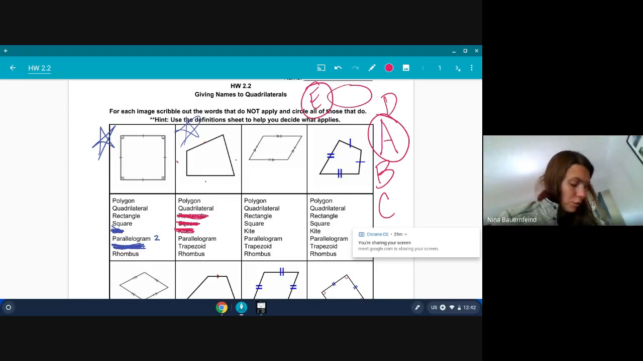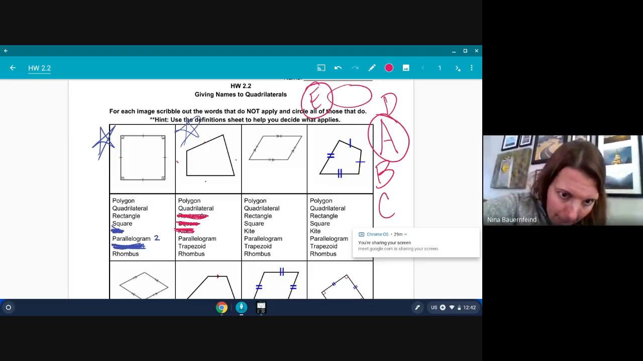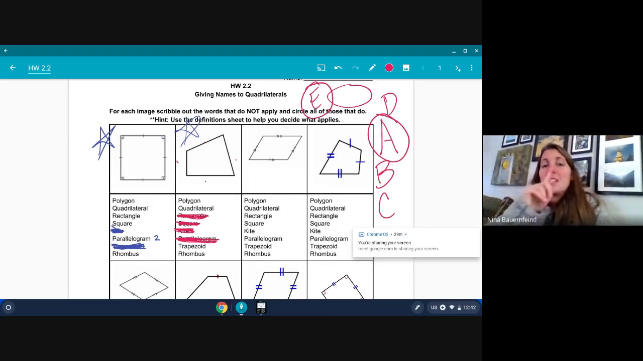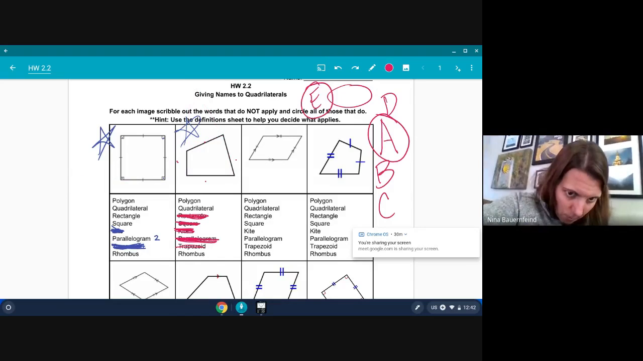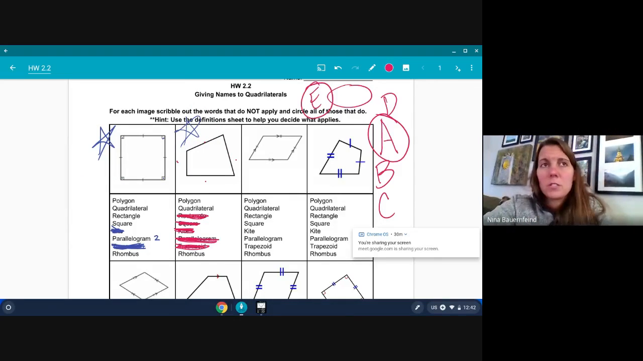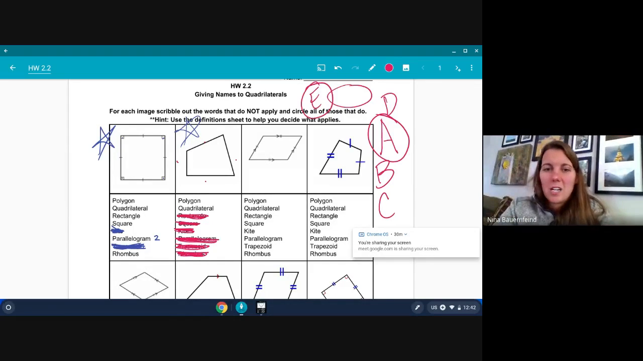Parallelogram. Does this have two sets of parallel sides? No. Trapezoid. Does it have one set of parallel sides? No. Because this and that are going to cross. And then this and this are going to cross. So, no. And then rhombus is four equal sides. Does that have four equal sides? No. So all this is a polygon and a quadrilateral.